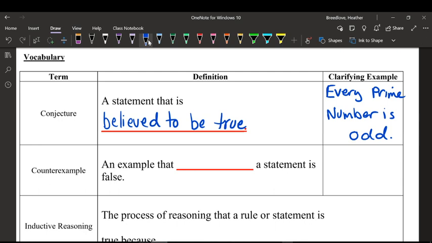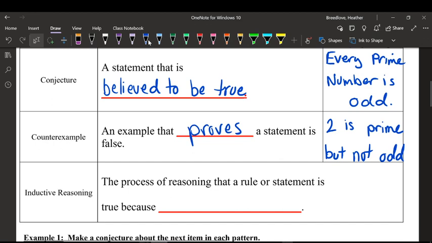So a counterexample is an example that proves a statement is false. So my conjecture, every prime number is odd, can be proven false with the counterexample that 2 is prime, but not odd. 2 is the only even prime number. Prime is, it can only be divided by itself and 1, just to be clear.